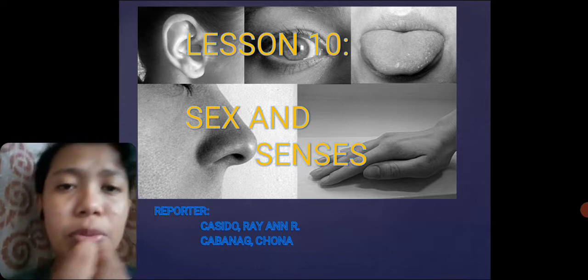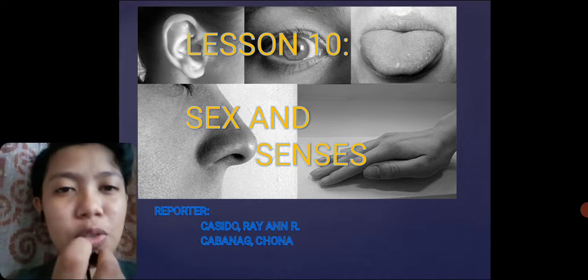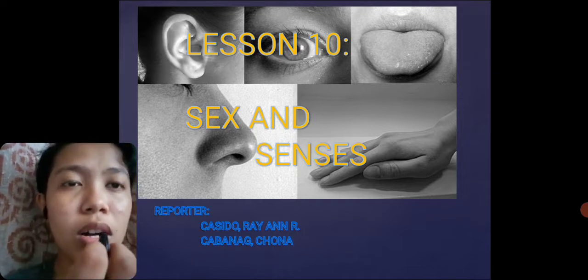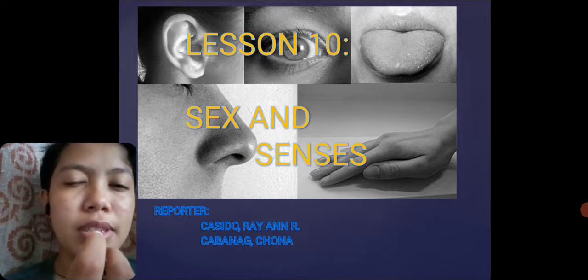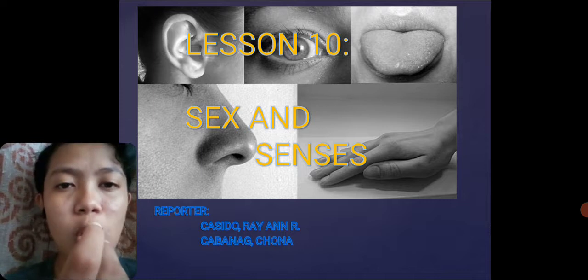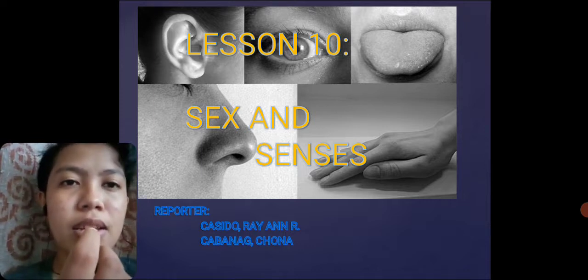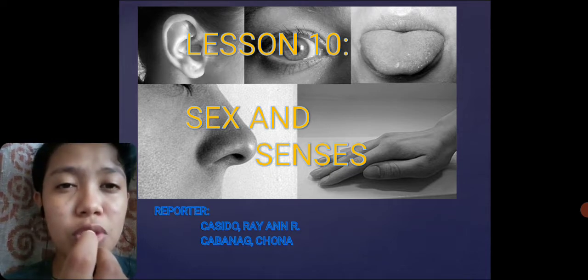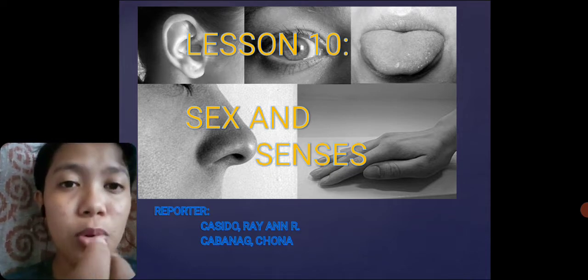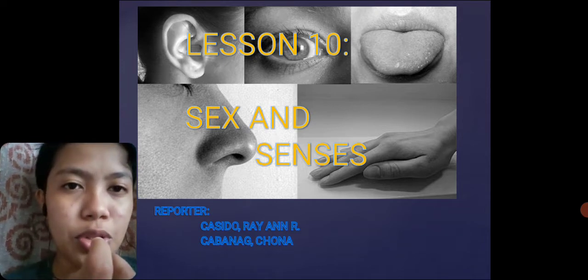To start with, let's first discuss the common senses that we have as humans. We all know what senses we have. Some have six senses, but let's focus on the five common senses. Before we dig in, let me introduce the definition of terms, the important terms we'll be encountering throughout the discussion. So let's go.